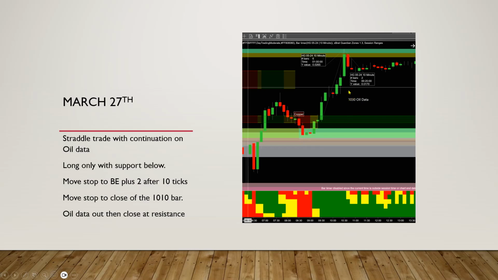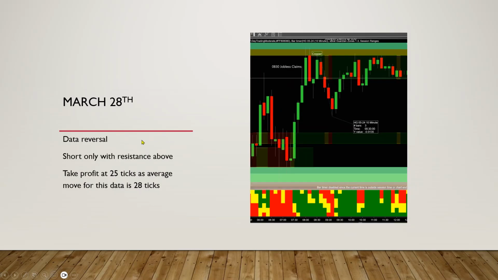Move stop close to the 10:10 bar. And then we get the 10:30 oil data and close out at the resistance, because it continued with that oil data in the main bias of the direction. The directional flow was strong going in there. Oil data just actually increased that, took profit into resistance there.